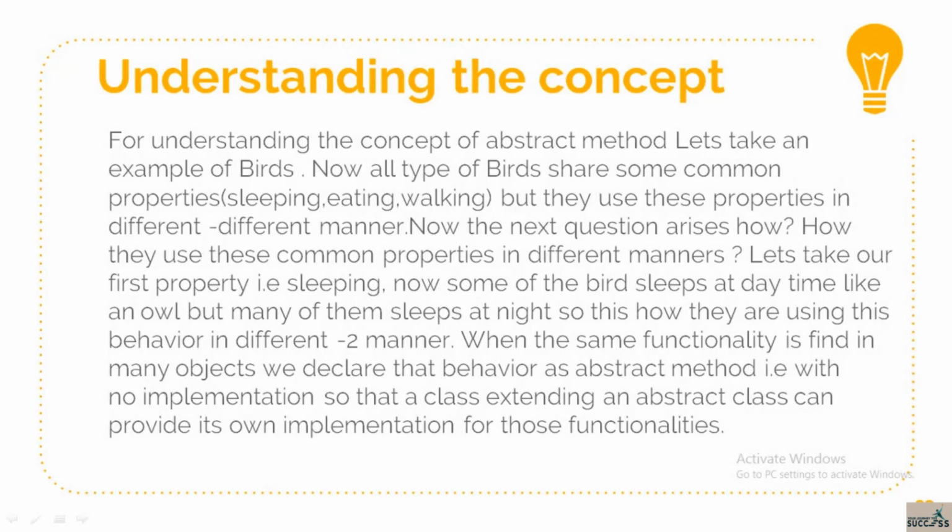Now, having understood the whole concept, we will look at an example. For understanding the concept of abstract method, let's take an example of birds. All types of birds share some common properties like sleeping, eating, walking, but they use these properties in different manners. The next question is how they use the common properties in different manners. Let's take our first property, sleeping. Some birds sleep in the daytime like an owl, but many of them sleep at night. So this is how they are using this behavior in two different manners.